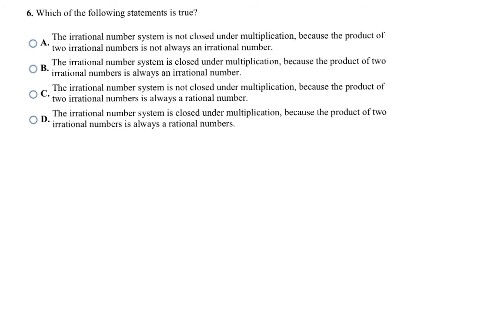Here it wants to know which of the following statements is true. So we're going to be going back to that last set of notes where we look at which system was closed, which one wasn't. So if we go back to our notes, the rational number system was closed. The irrational system was not closed. So here it's talking all about irrational. So I'm looking for one that says not closed. And so B says closed. D says closed, so I know it can't be B or D. So I'm just looking at what's the difference between A and C now, because they both say not closed.